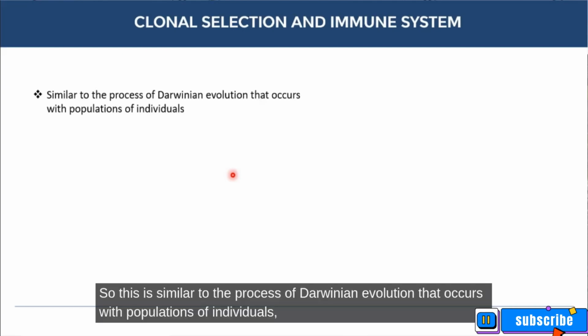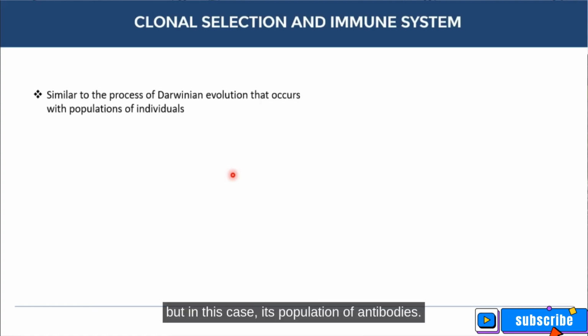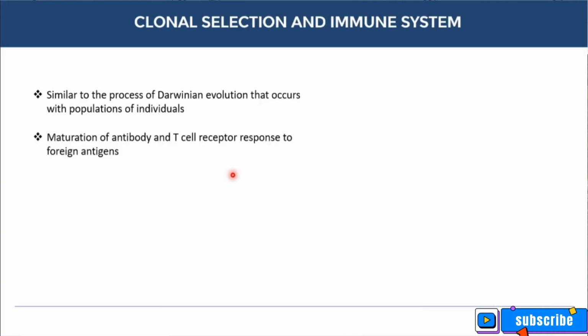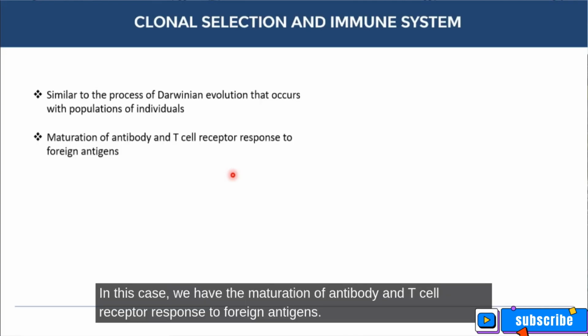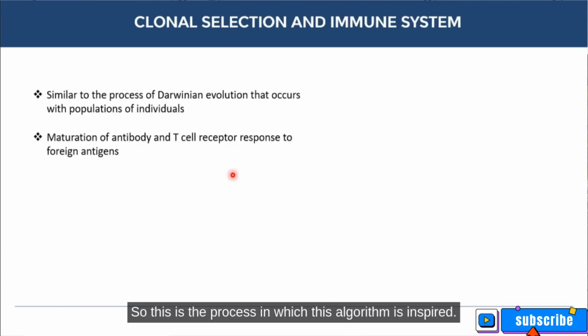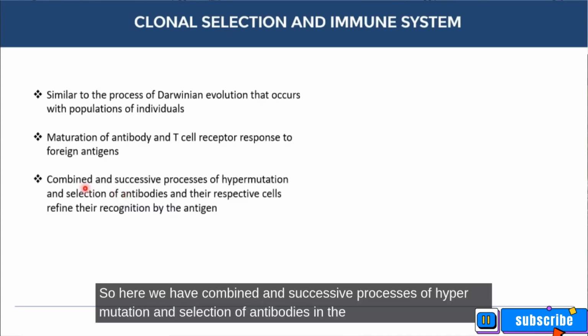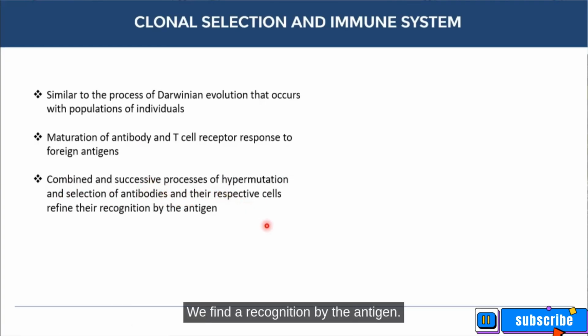This is similar to the process of Darwinian evolution that occurs with populations of individuals, but in this case it's a population of antibodies. We have the maturation of antibody and T-cell receptor response to foreign antigens. This is the process in which this algorithm is inspired. Combined and successive processes of hypermutation and selection of antibodies in their respective cells refine the recognition of the antigen.